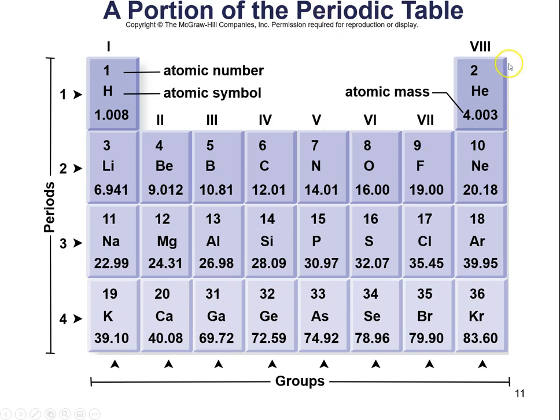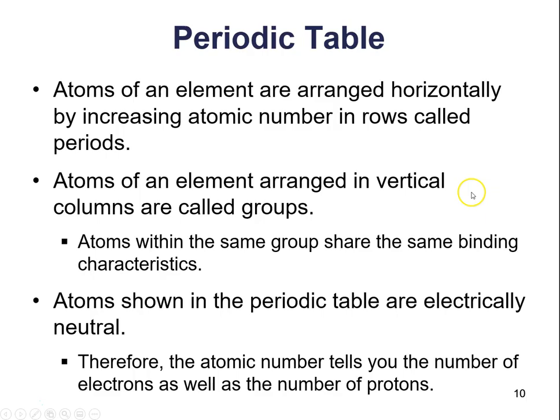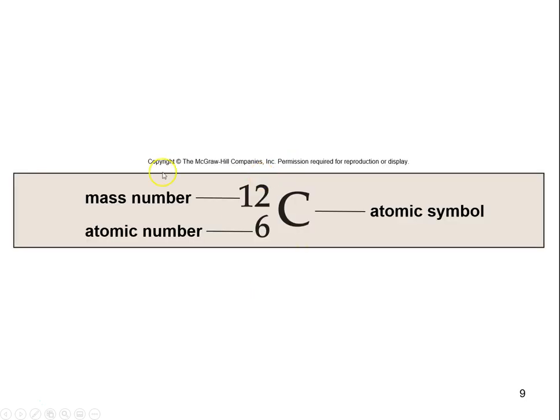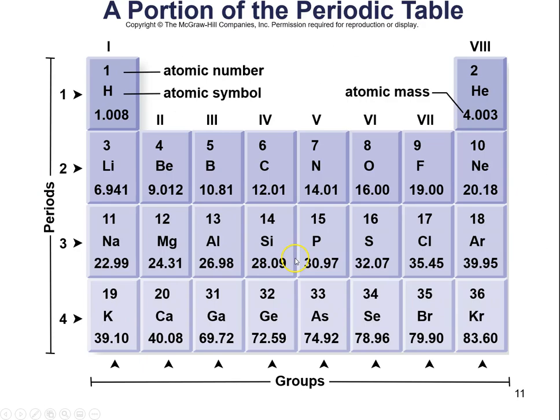But if I showed you this and asked you to tell me what the atomic mass of helium is, we should know. Tell me what the atomic number is. We should know. Basically, we should be able to read this. If we go back, mass number, atomic number. So we can move on from there. Like I said, we're not going to focus on the periodic table too much.